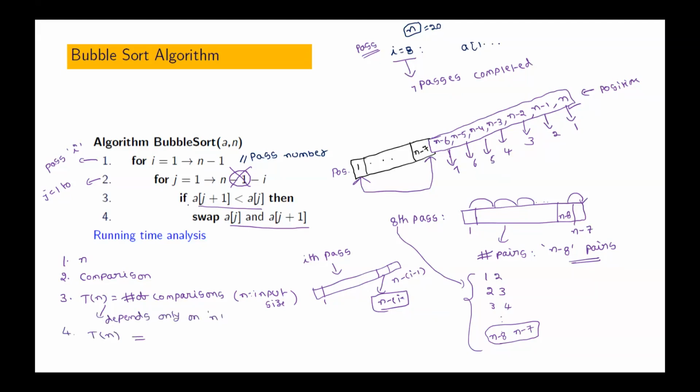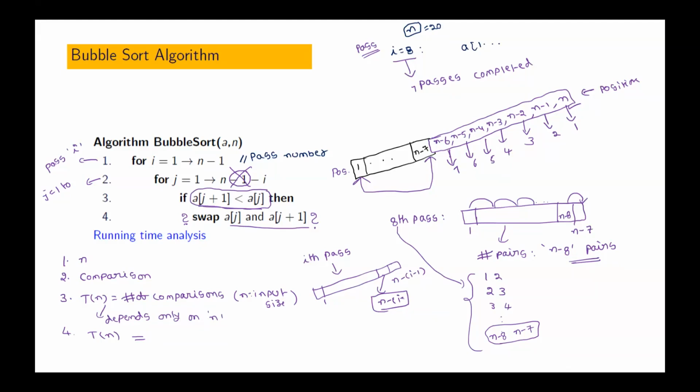That means we are counting how many times this operation is performed. Why are we not bothered about the swap operation performed in the fourth step? The number of times the swap operation is performed is not more than the number of times comparison is performed, no? So that's why we are not even counting that.